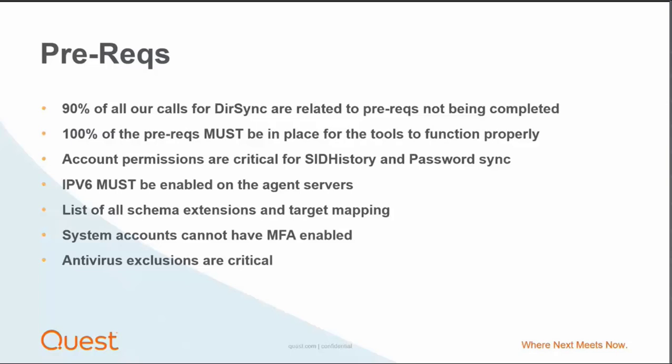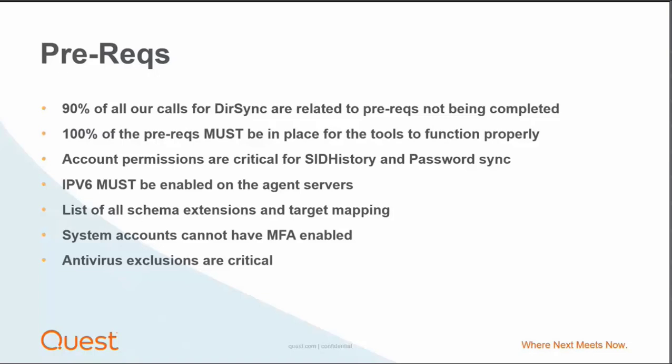And the important part is that next bullet, where it says 100% of the prereqs must be in place for the tool to function properly. Absolutely true. We'll talk a little bit more about some of the specifics later on in the discussion here. But again, it's really, really important to make sure that all of those prereqs are in place. Obviously, account permissions, making sure we have the permissions to do what we need to do. Little things like making sure IPv6 is turned on the servers that are running the DirSync agents for on-prem directory synchronization.